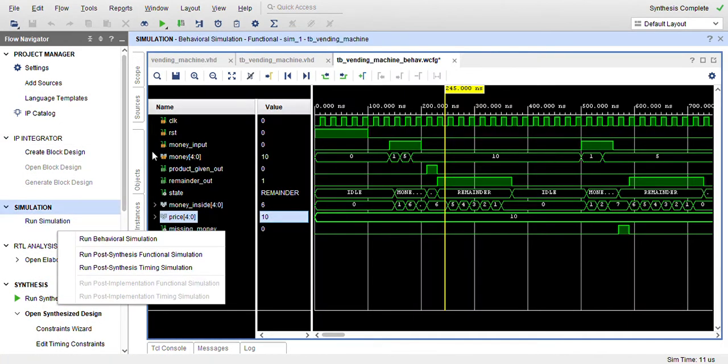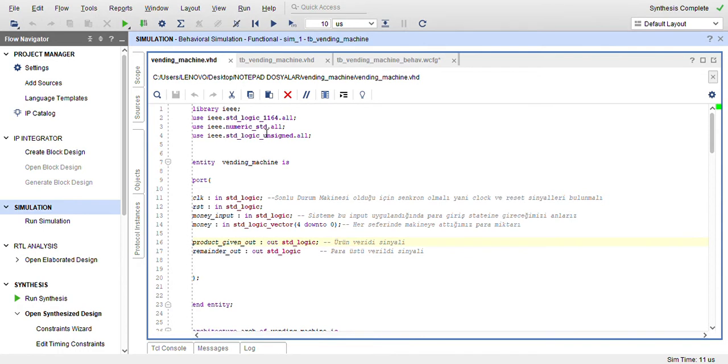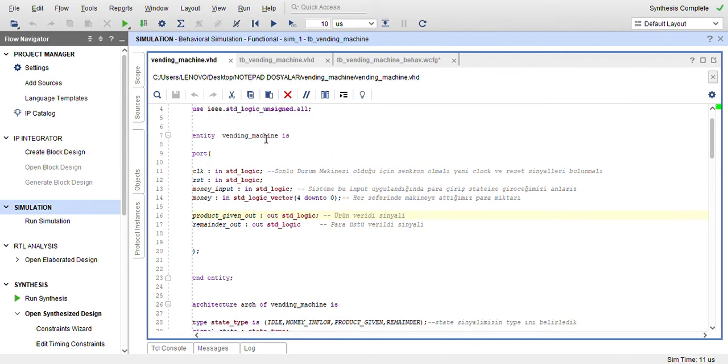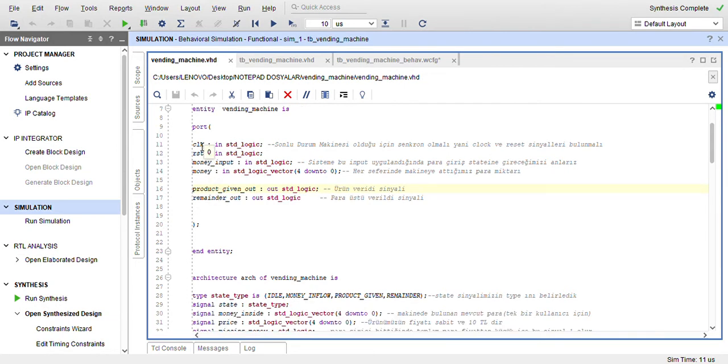First of all, we are going to examine our code. At the top of the code, of course, we need to add our libraries. In the entity port, we examine our circuit's name, then we write port, we define inputs and outputs. Because it's a finite state machine, we have to use clock and reset inputs. We have money input.